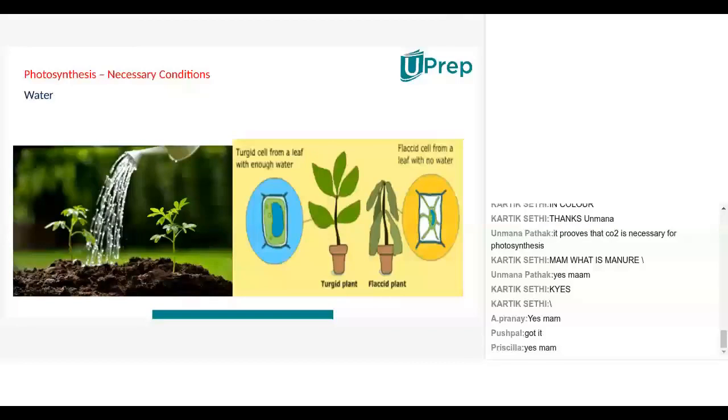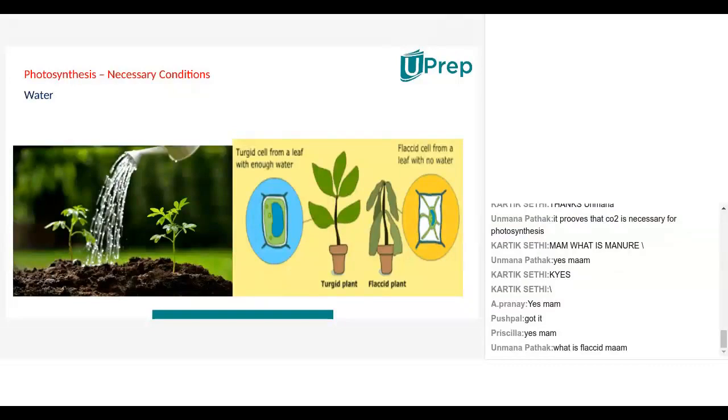Correct. So, Unmana, remember you were asking about turgidity? This is actually a classic example of turgidity. Flaccid is just the opposite of turgid. When the leaves wither, they start drooping, and they don't have much water. They lose the elasticity. That is called flaccid. Just the opposite of turgid.